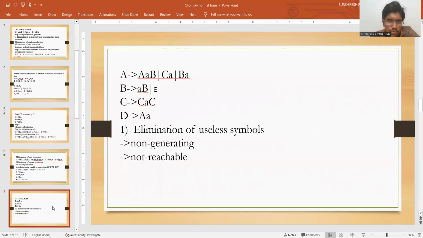And next we move to the CFG with epsilon production as well as useless symbols. In this question, we do the elimination of the useless symbols first. The first one will be the non-generating symbols.